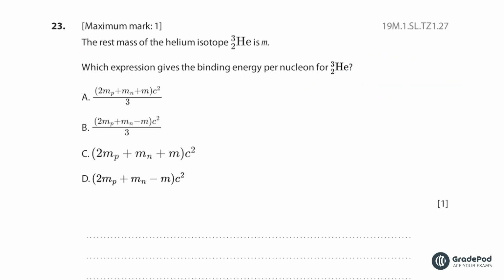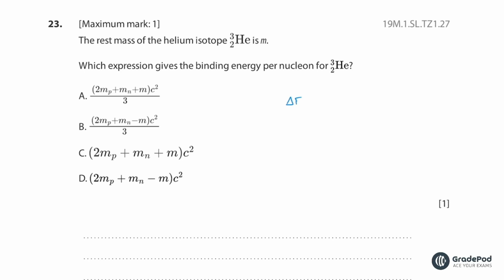Question 23. The rest mass for the helium isotope is m. Which expression gives the binding energy per nucleon? Right, well the energy is equal to mc squared. And this m is the mass defect. The mass defect stems from the fact that the constituent parts of the nucleus are greater than the nucleus itself, meaning that some of the mass is turned into energy.